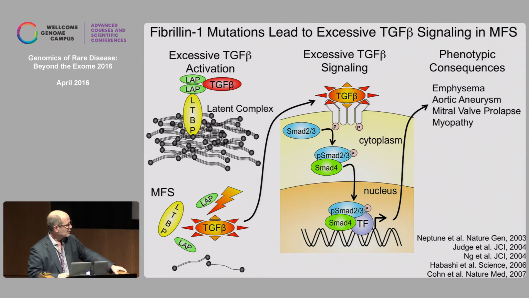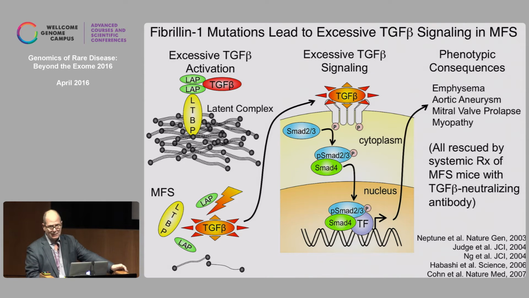Perhaps most importantly, we show that this high TGFβ signaling state in Marfan syndrome has phenotypic consequences, including developmental emphysema, aneurysm progression, thickening and dysfunction of the mitral valve, and skeletal muscle myopathy, because each of these findings could be greatly attenuated or even prevented by treatment of Marfan mice with a pan-specific TGFβ neutralizing antibody.